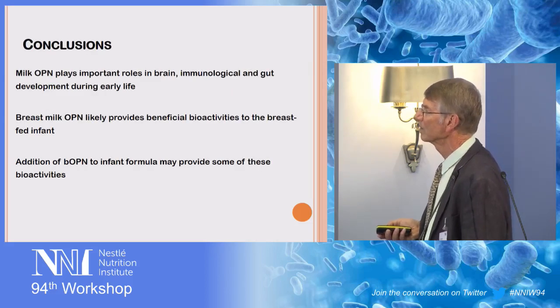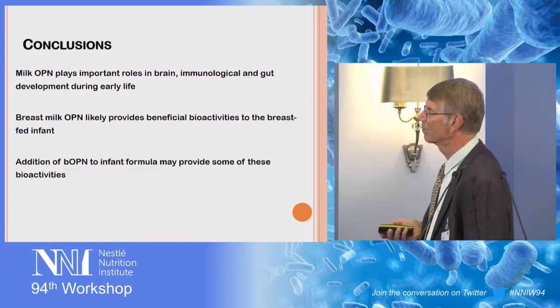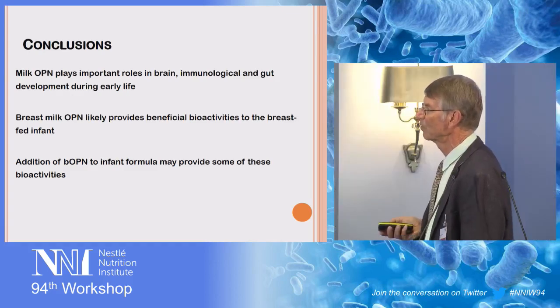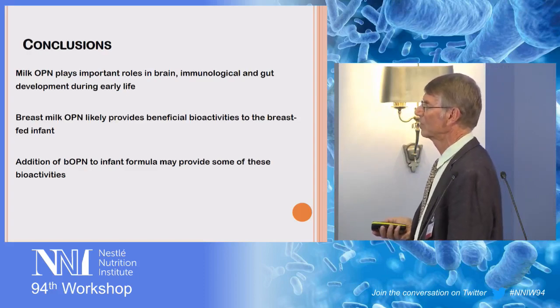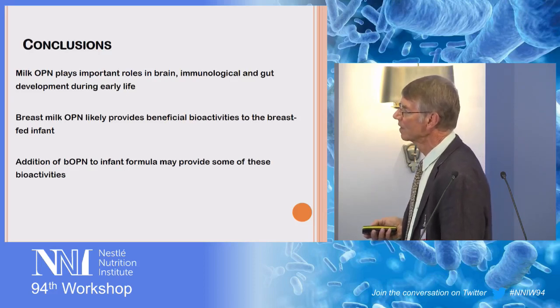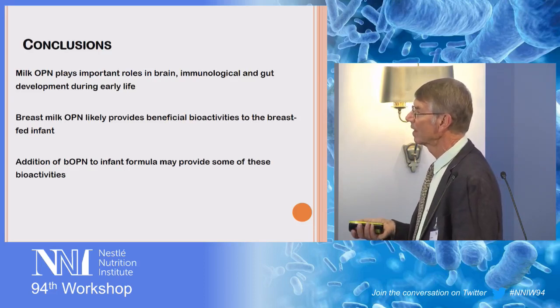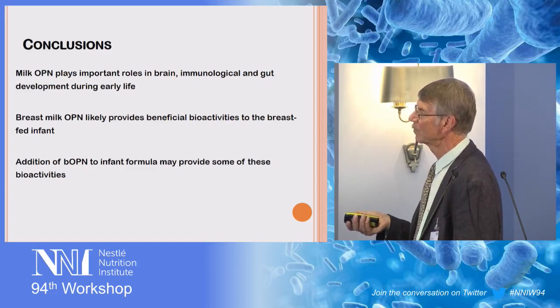So, to conclude, I would like to say that milk osteopontin plays important roles in brain, immunological, and gut development during early life. Breast milk osteopontin likely provides beneficial bioactivities to the breastfed infant. And I think that is what we learned from the clinical trial. It suggests that if you would add something like bovine osteopontin that has similar binding sites as the breast milk osteopontin, you may be able to provide some of these bioactivities.